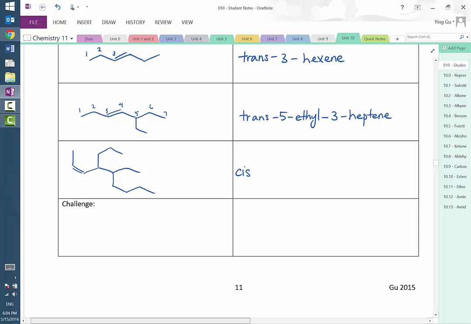The longest chain. Did you manage to find the longest chain? Let's see. The longest chain is actually 1, 2, 3, 4, 5, 6, 7, 8, 9. That's the longest chain there. It's a 9er. Okay. So there's a cis. We have an ethyl group. Where is that ethyl group? It is right over here. Cis 5 ethyl. Our next one is going to be 4 propyl.